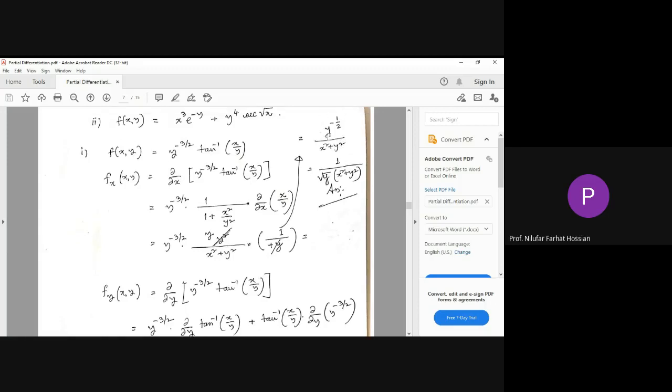In the upper part, it is y to the power minus half, and in the lower part, x square plus y square. So if you take it to the lower side, it will be y to the power half, and y to the power half means root over y. So this is the result of fx, del f by del x.